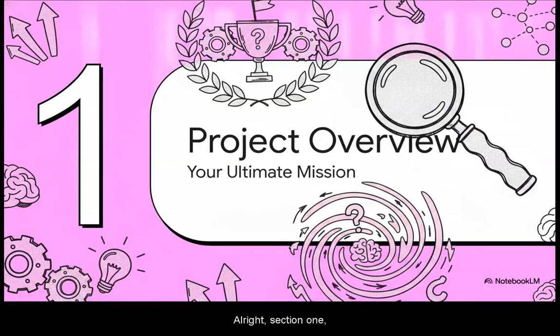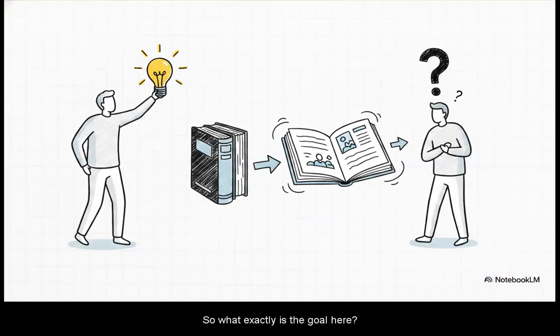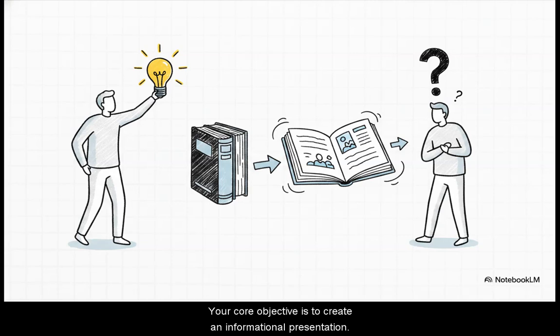All right, Section 1, the project overview, or as I like to think of it, your ultimate mission for the end of the semester. So what exactly is the goal here? Your core objective is to create an informational presentation. But honestly, the most important phrase you need to remember is teach someone unfamiliar. You aren't just writing a dry summary to prove to your professor that you read the textbook, right?